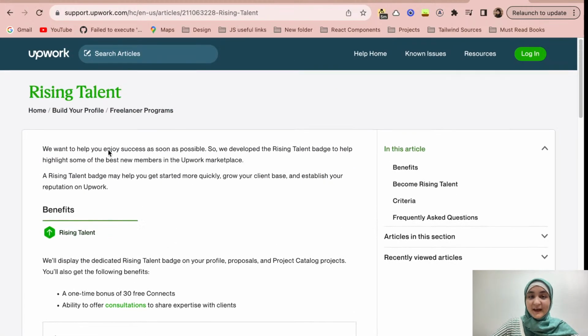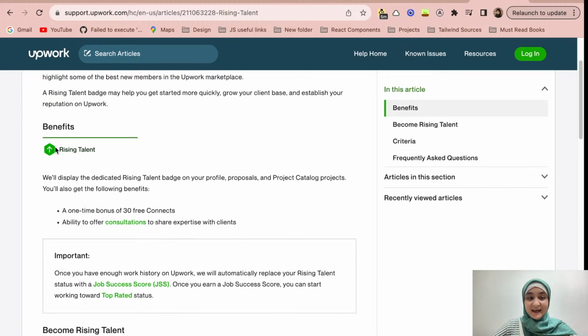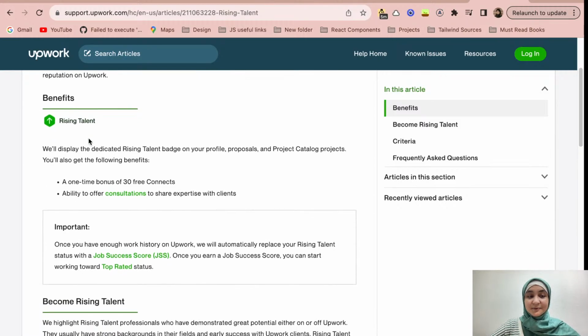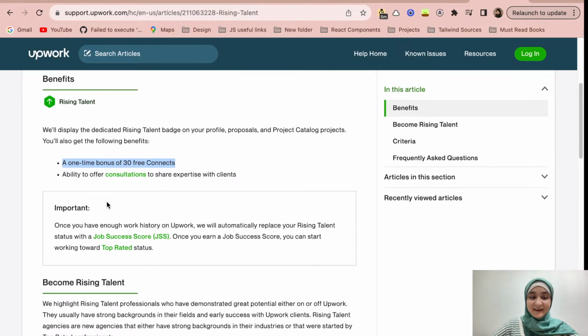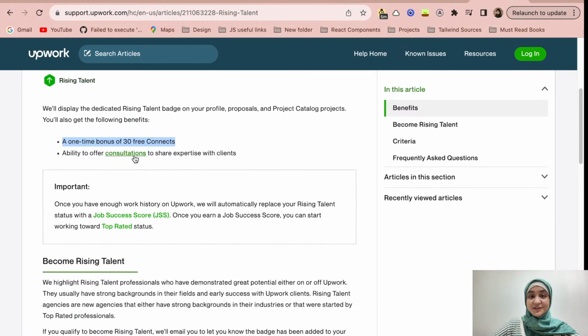So here we have this Rising Talent badge. This is how it looks currently. Before it had a different icon, but nowadays it looks like this. And once you get this, as I have mentioned before, you will get 30 free connects, like a congratulations gift. You will also be able to offer consultations. Consultations are also a sort of service you can provide for clients. I actually do not have any consultations in my profile, but you can use it once you have this Rising Talent badge or Top Rated badge.